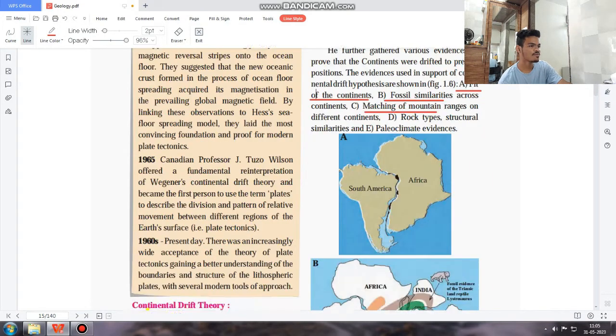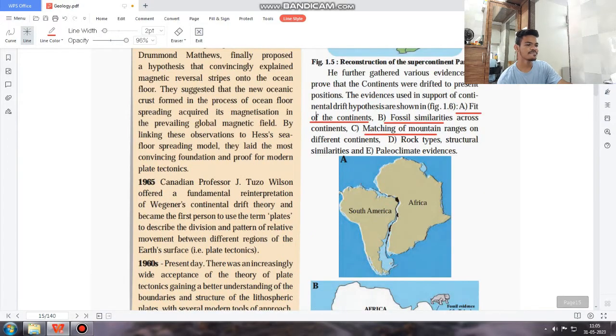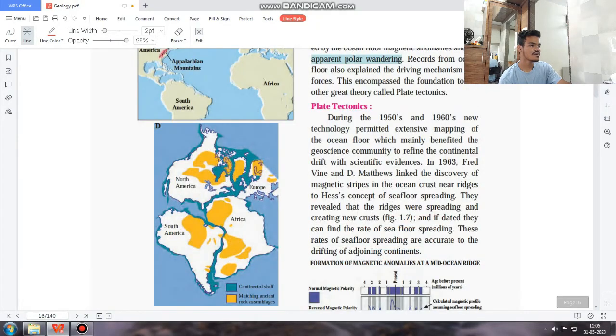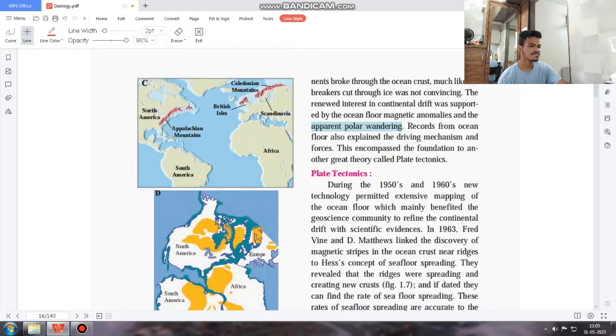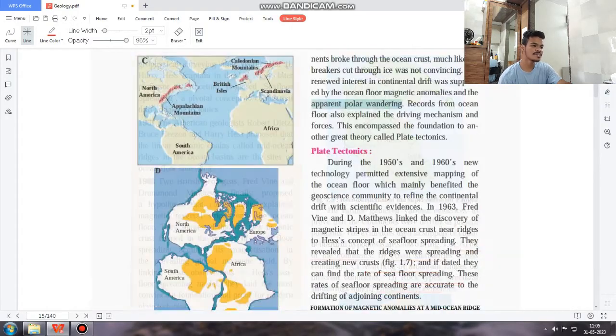Next is matching of mountain ranges. You can see over here these mountains in North America, and the red marks are similar mountains. The last part, D, is rock types and structural similarities. You can see all these yellow parts had similar rock types. These continents were first joined and then they were separated due to continental drift.